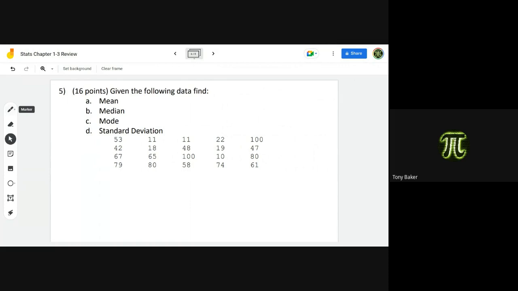All right. This one, you're going to get a set of 20 numbers, and you have to find me the mean, median, mode, and standard deviation of it. So how do I find the mean? Add all the numbers and then divide by how many numbers there are, so 20. Yep. So let's add them all up.